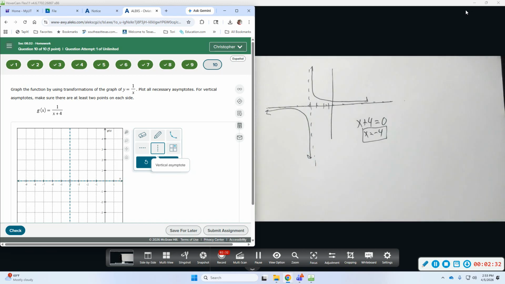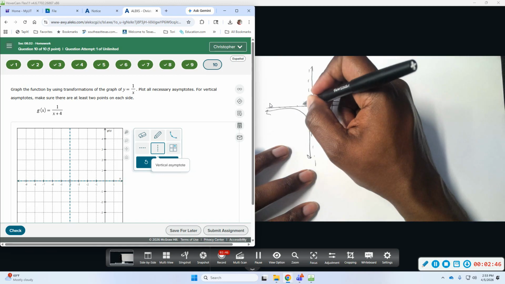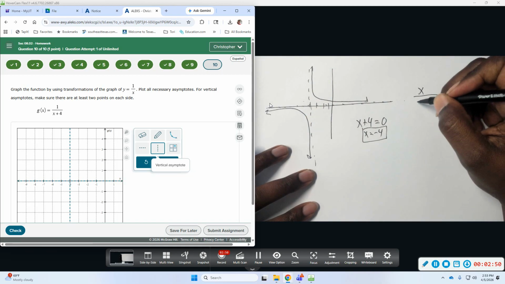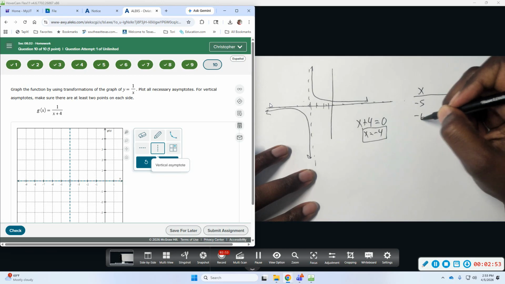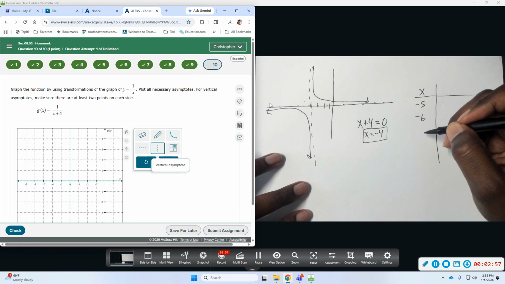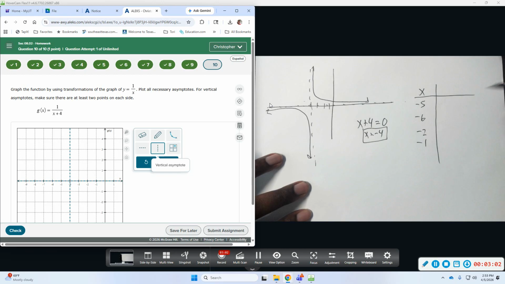But once we get those asymptotes, now you can plug in some points. I would just pick some points to the right of -4 and to the left of -4, and we can do it by hand. Let's just say -5, -6. And then so on the other side, let's do -2, -1. And then we'll just plug them in.